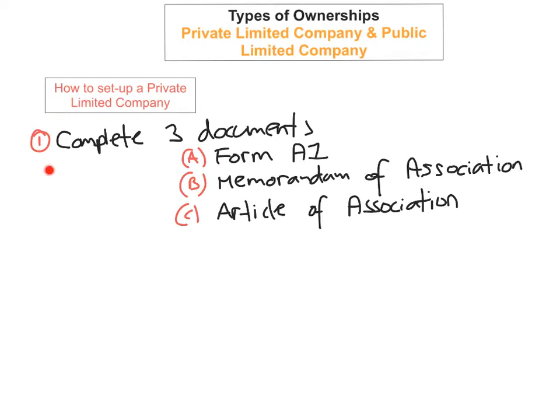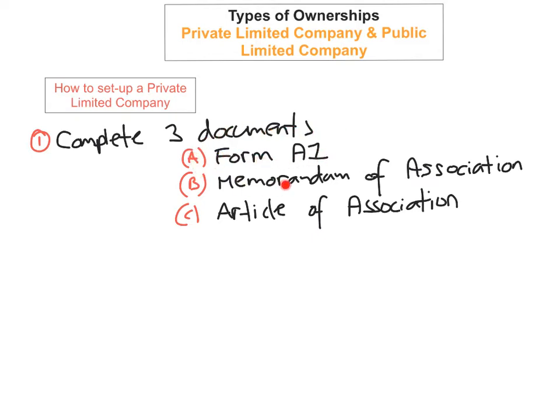So the very first step in setting up a private limited company is that you need to complete 3 documents. The 3 documents are as follows: Form A1, Memorandum of Association, and Articles of Association. So you need to know what each of these 3 forms actually means as well. Form A1 basically outlines the name and the registered address of the business, and it highlights the names, addresses and occupations of the directors, and it's a written promise from the directors that they are going to be a director and run the company properly.